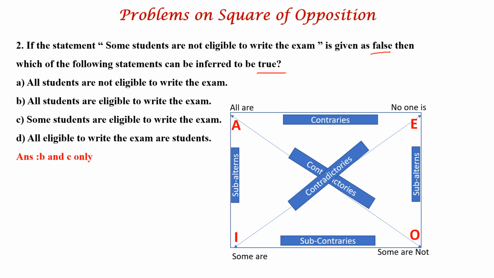And write the relationship, put the arrow mark and write the relationship: E and I are contradictory, A and O are contradictory, A and E are contrary, I and O are sub-contrary, A and I are subalterns, and E and O are subalterns. First draw the square and find out the given statement. Some students are not eligible to write the exam. What type of statement is this? Some are not. That means particular negative, O type, isn't it? So this is given as false. So they say the O type statement, O, is false.